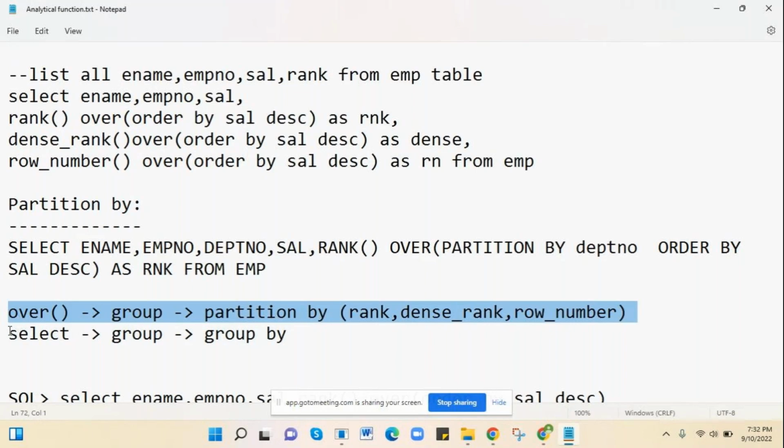We cannot use it in a select statement, whereas group by we use in a select statement. Both are same. Both divide the entire table into subparts according to the column. You can partition by department number, like 10th department, 20th department. Same like that we can use group by.